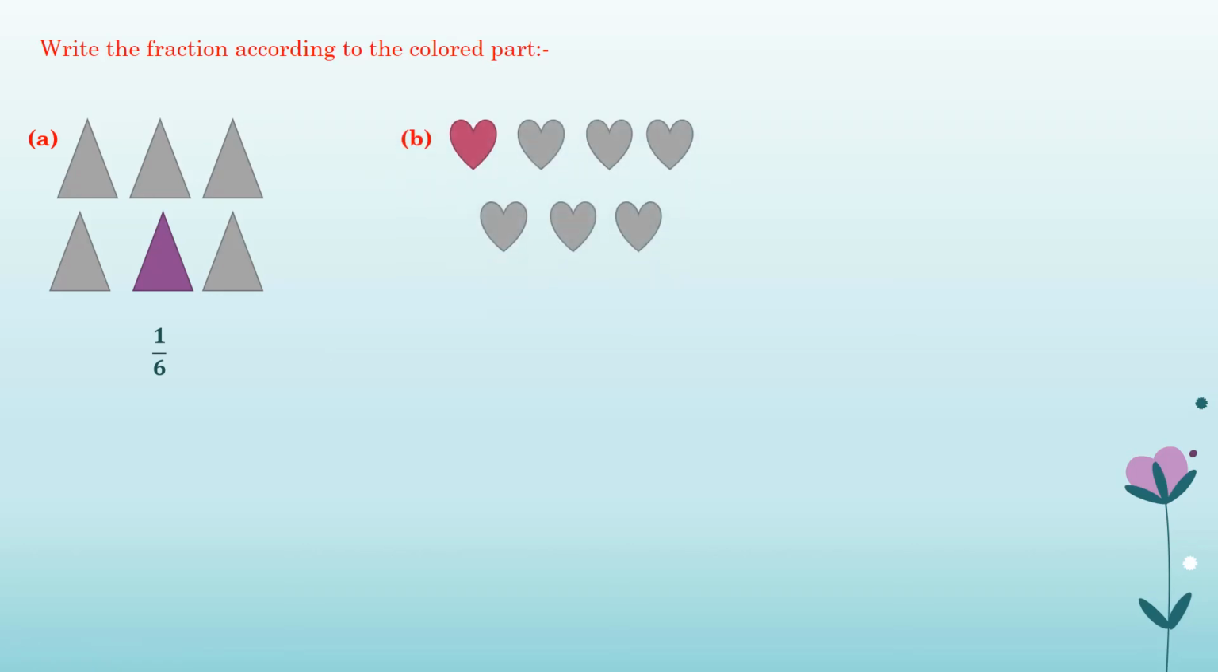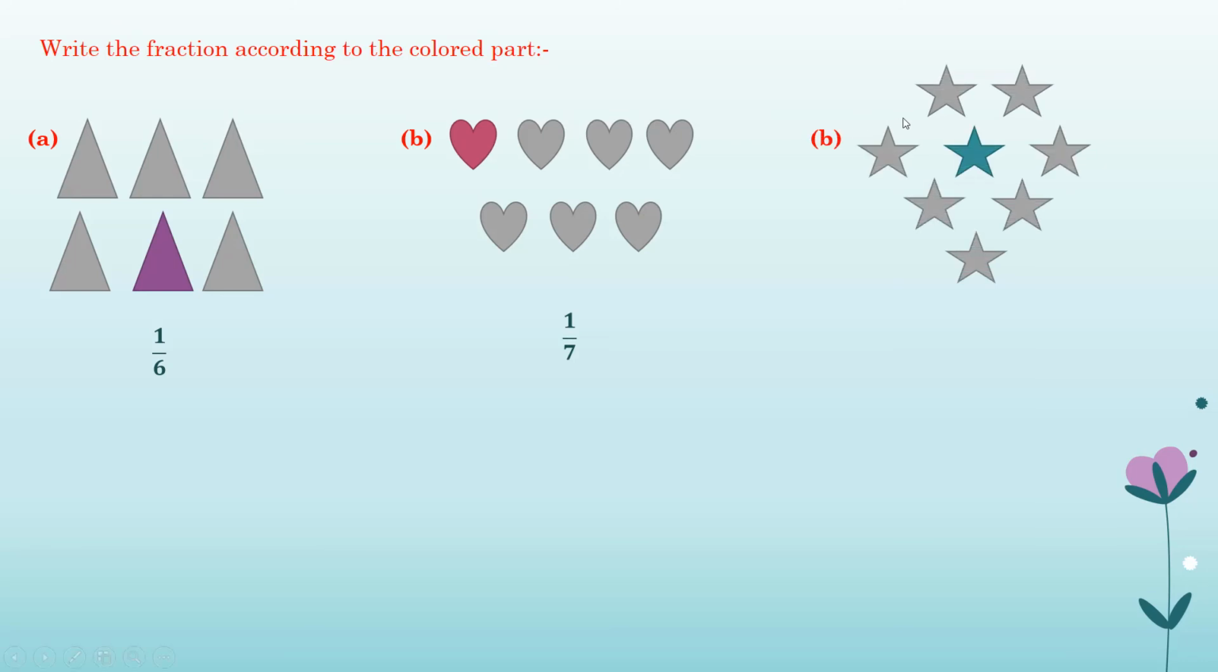Now, how many parts I have? Parts means the parts. I have one, two, three, four, five, six, 7 parts and I take 1 out of 7. The colored part means 1 out. So I have 1 out of 7. Now I have how many stars? One, two, three, four, five, six, 7, 8, and I have 1 out of 8.